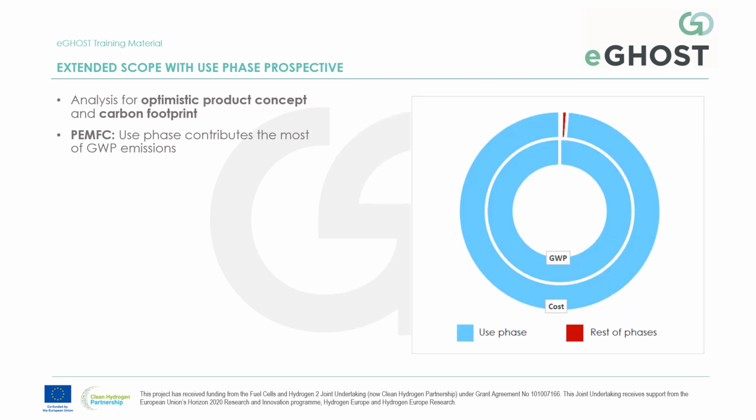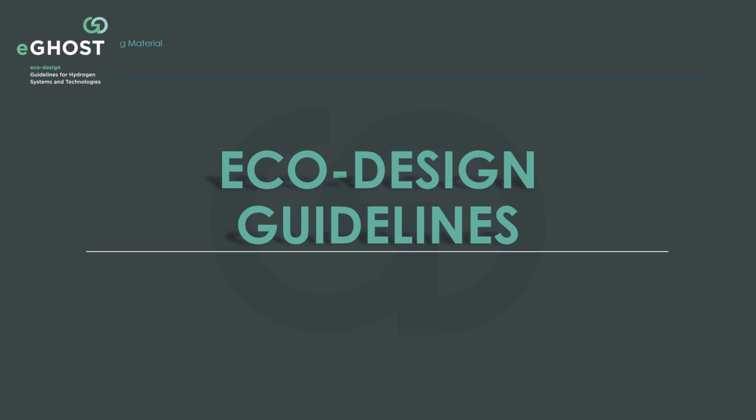The same calculation has been done for the solid oxide. Here we also did the cost analysis, and as you can see, here the use phase is even more significant, so the importance of use phase in the solid oxide is even more critical. So those are basically the results of the life cycle sustainability assessment, and based on those results, we define the eco-design guidelines.